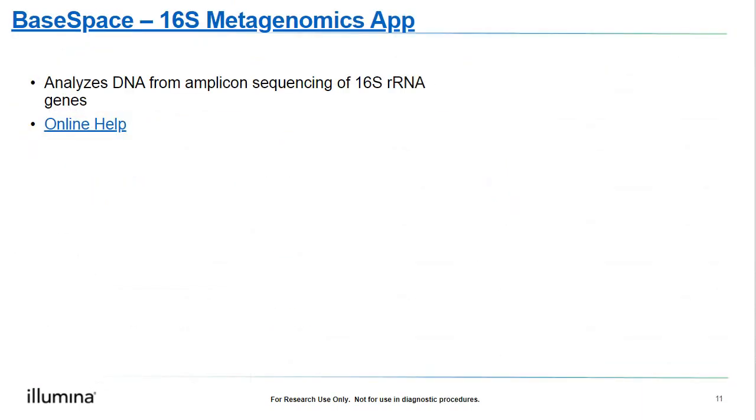The 16S Metagenomics app on BaseSpace analyzes the DNA from amplicon sequencing of the 16S ribosomal RNA genes. I include here the online help page as a reference, if you want to read more about the instructions on how to use the app and the detailed information about the classification steps.